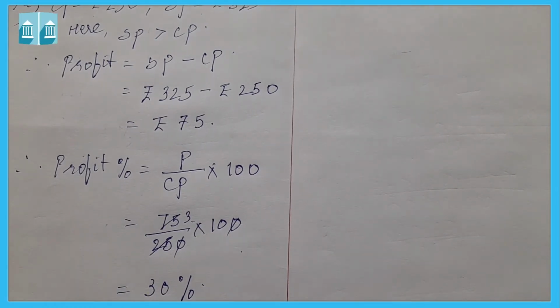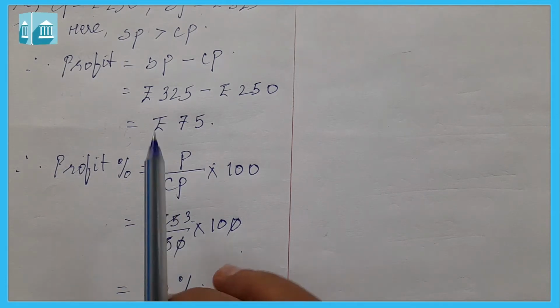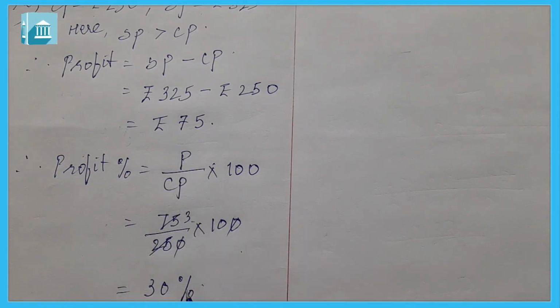Here first we have to see which one is greater, SP or CP. Here SP is greater, so it is profit. Then we have to find out profit and then we have to find out profit percent. So here profit is rupees 75 and profit percent is 30%.